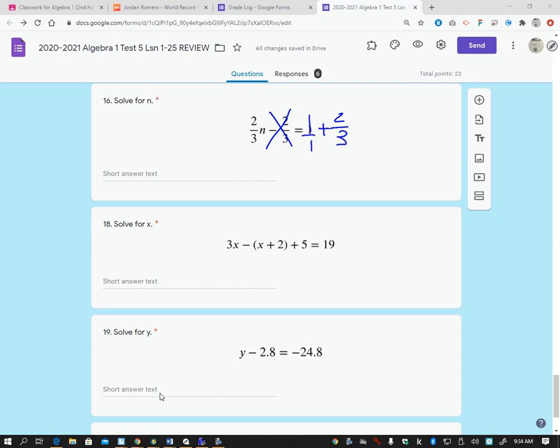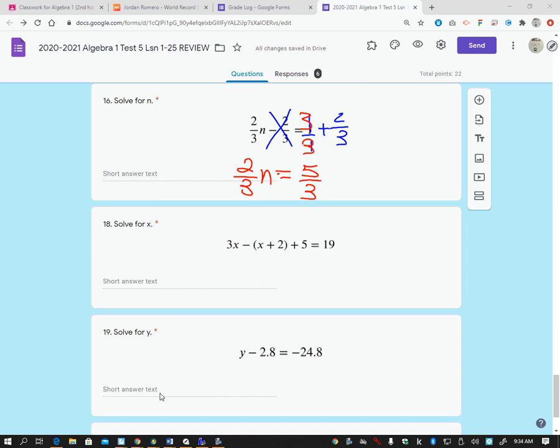If I want to go ahead and add those fractions together, I've got to get a common denominator. So I'd multiply 1 by 3 over 3. That'd give me 3/3, right? So 2/3 in equals what's 3 plus 2? So that gives me 5/3.